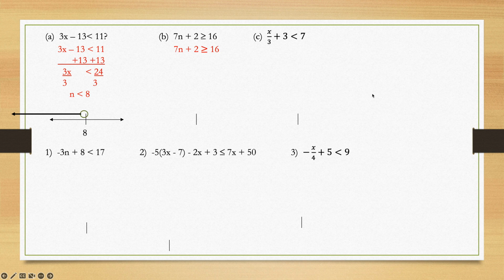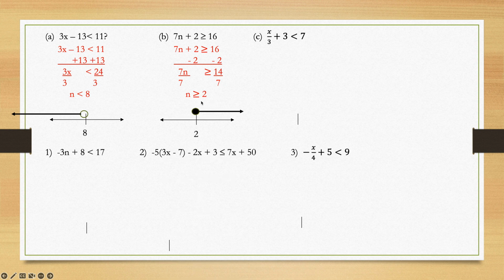Oh, we already did letter B. I subtract 2 from both sides. 7n is greater than or equal to 14. I divide by 7, and I get n is greater than or equal to 2. This time, is 2 an answer? Yes. The reason 2 is an answer is very simple. It's this or equal to underneath. This little part of the inequality where you have half an equal sign in there.